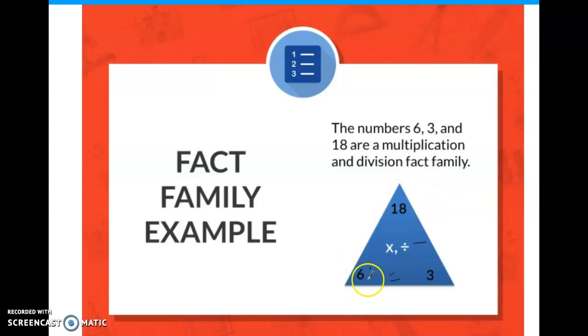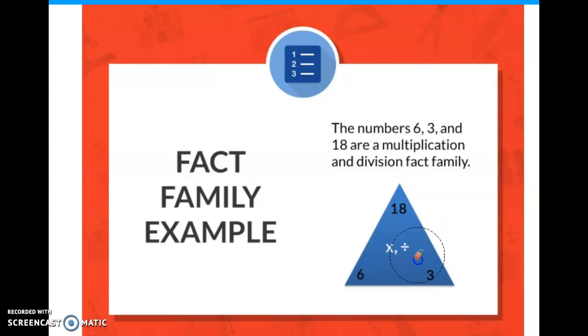So multiplication, 6 and 3 are going to be your factors, and 18 is going to be your product. The product is the answer that you get for a multiplication problem. In division, 18 is your dividend, 3 is your divisor, and 6 is your quotient. If you did it the other way, 18 would be your dividend, 6 would be your divisor, and 3 would be your quotient. Depends on which way you make that problem go, okay?